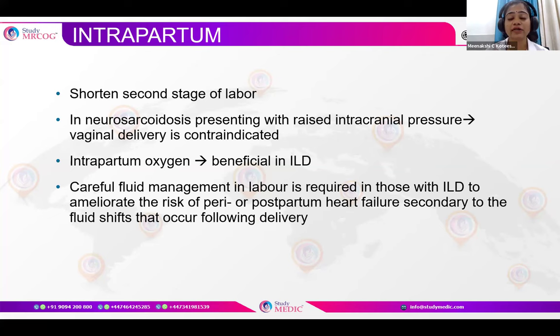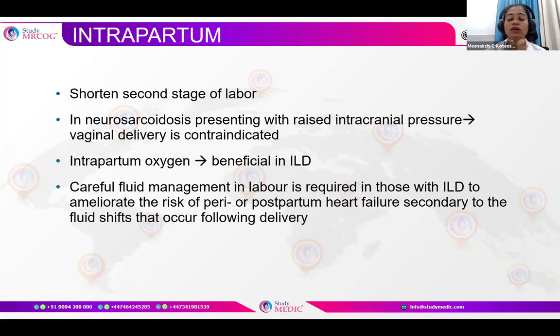In case of neurosarcoidosis with increased intracranial pressure, it is recommended that we don't go for vaginal delivery. It's an absolute contraindication. And in interstitial lung disease, intrapartum oxygen can be given, and it's also important that we do proper fluid management, especially in case of interstitial lung disease, so as to not precipitate any kind of heart failure.